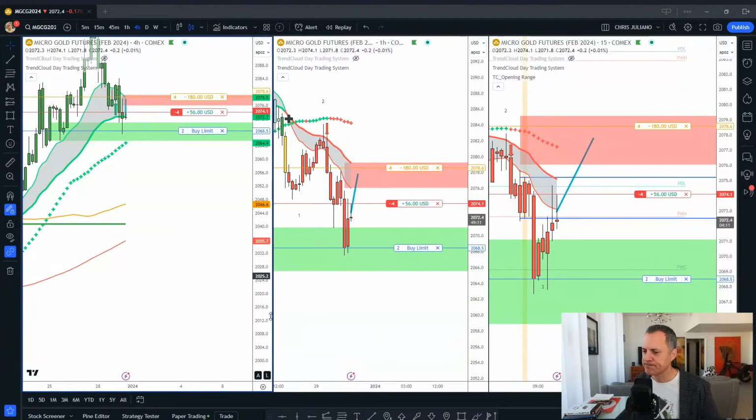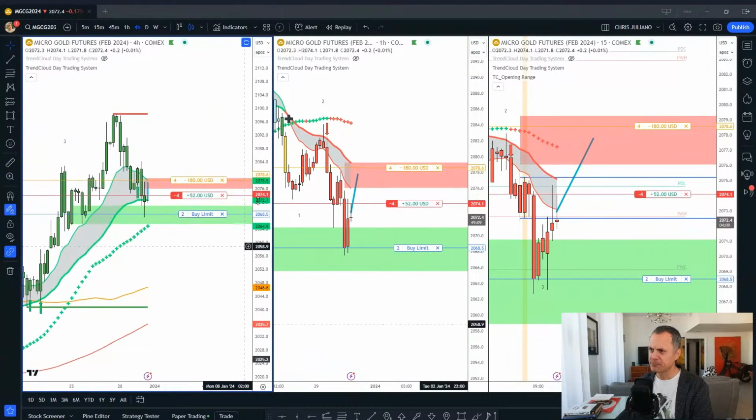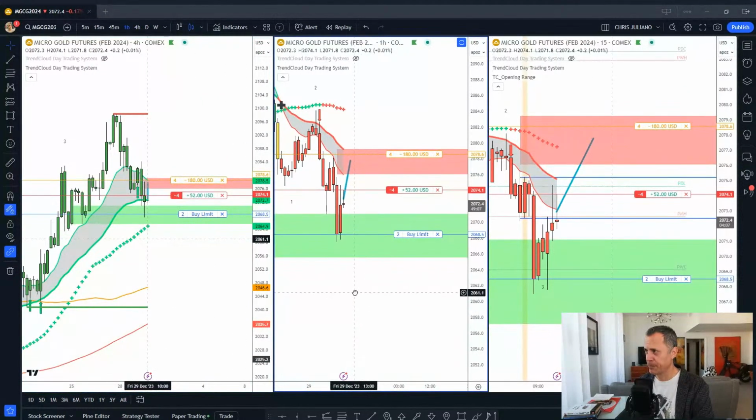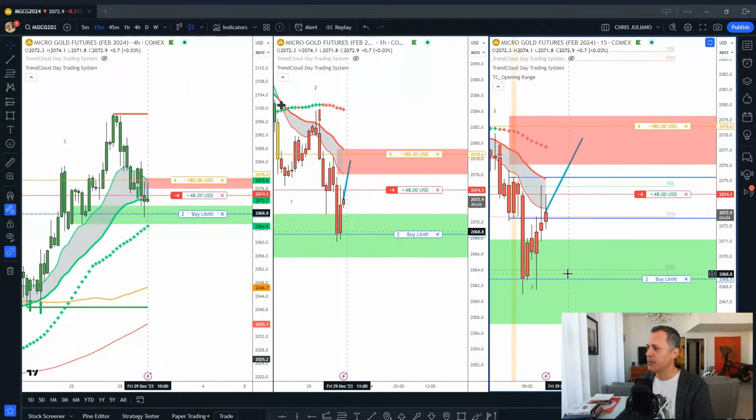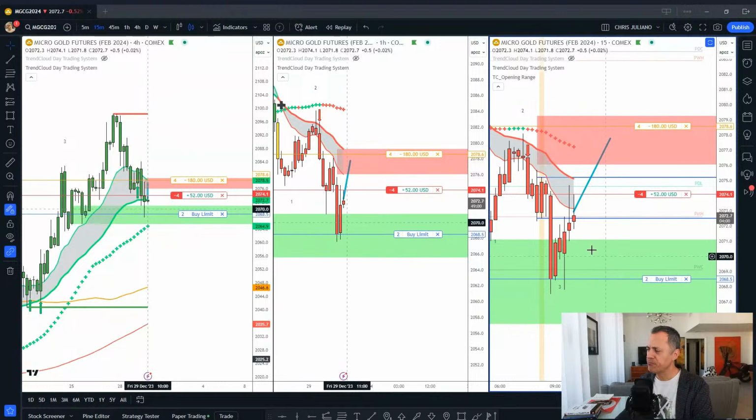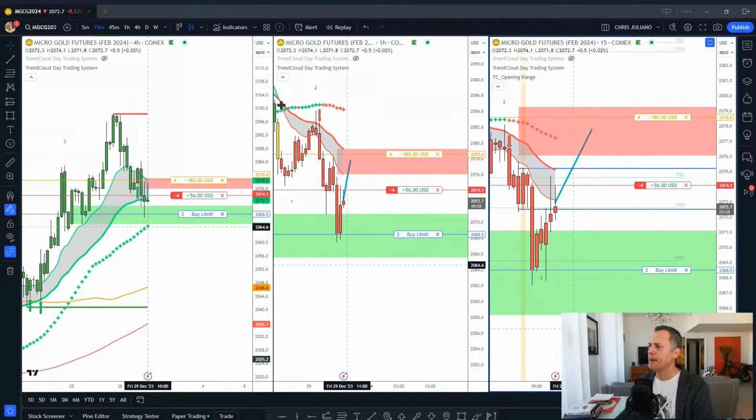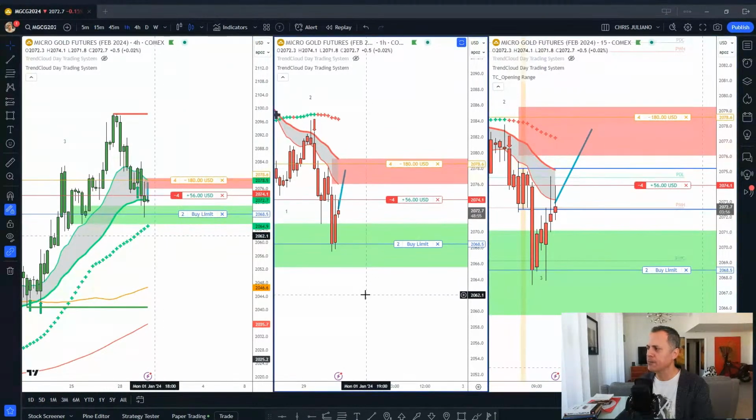You got to do the same thing. And that's what we base TrendCloud around. Okay, so we're sort of bouncing between here. Got that market edge. We're going to let this play out.